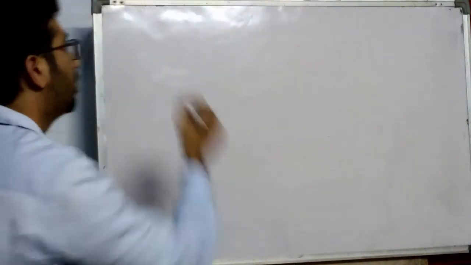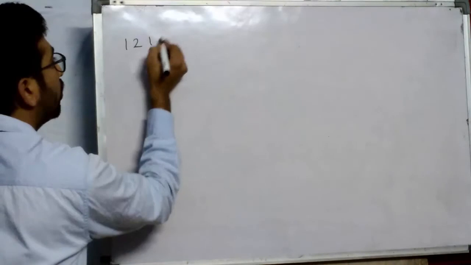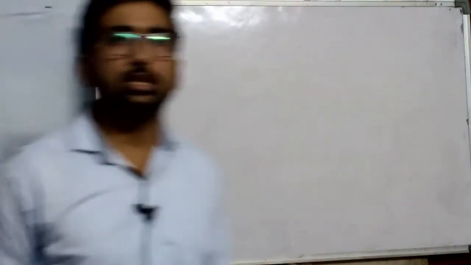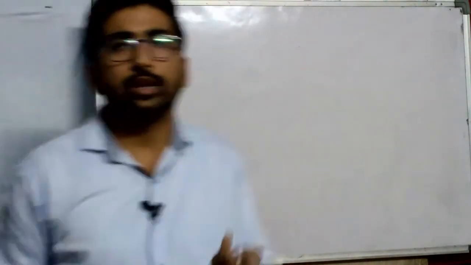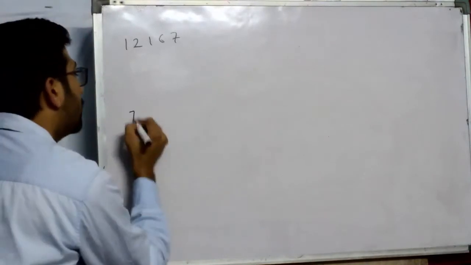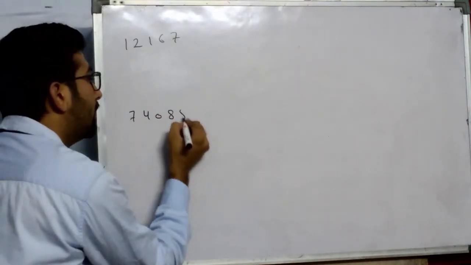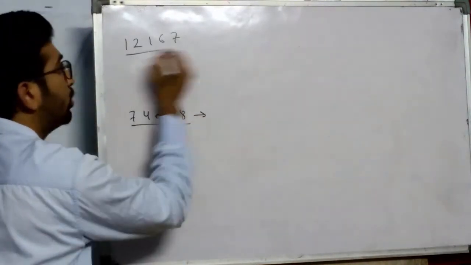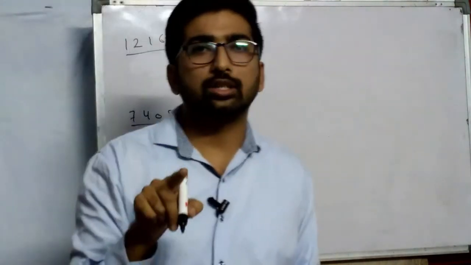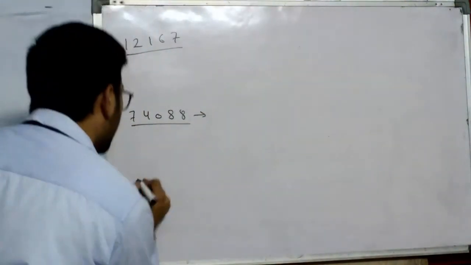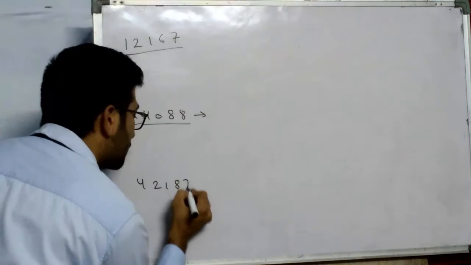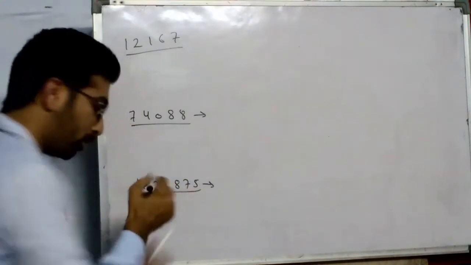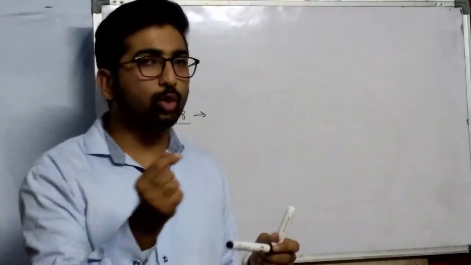Now first of all, I just want to tell you one of the examples, that is 12,167. Suppose this number is completely a cube number. Second number is 74,088. Suppose this is a cube number. Again, I just want to tell you one more example, that is 421,875. Now the point is we have to find the cube root of these numbers.